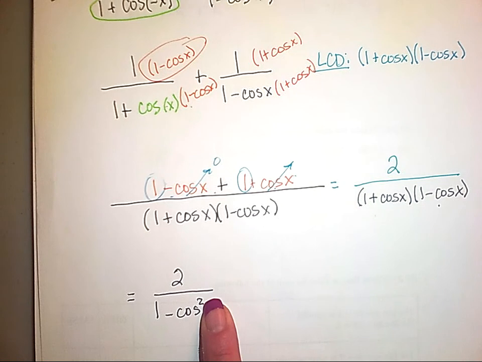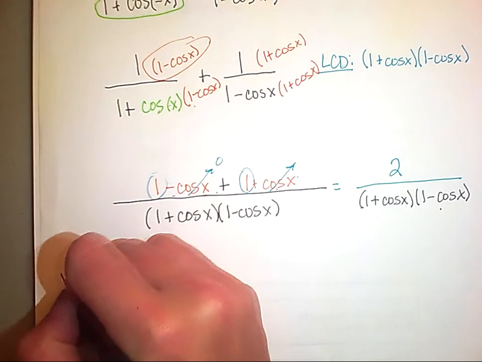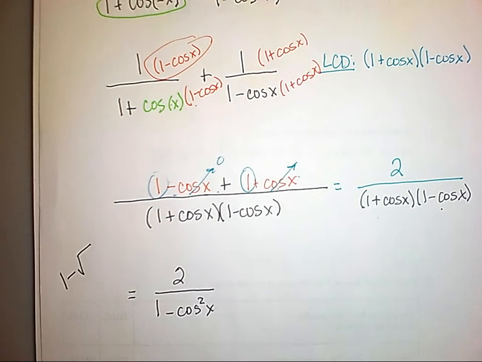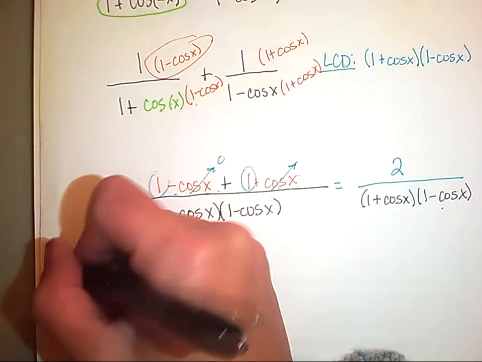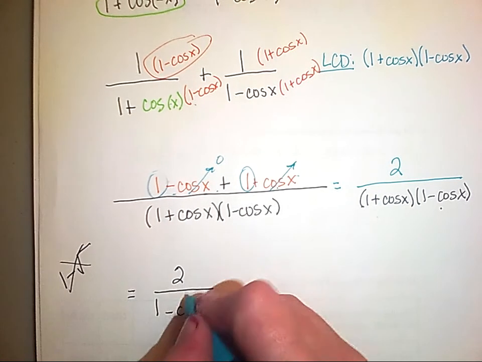Remember to put an x or an alpha or whatever, something to represent the angle. You don't want to just write 1 minus cosine squared. It's cosine squared of what? You would never write 1 minus square root and just leave it like that. It's square root of what? It doesn't make any sense. So make sure you put in the x.